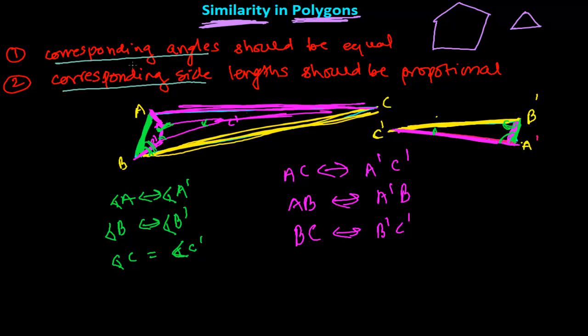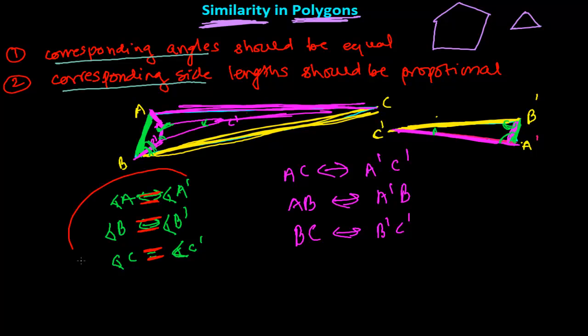Corresponding angles should be equal. The first condition they are saying is, if these two figures are going to be similar, then their angles should be equal. Means this angle A should be equal to angle A dash, angle B should be equal to B dash, and angle C should be equal to C dash. It should be like that.